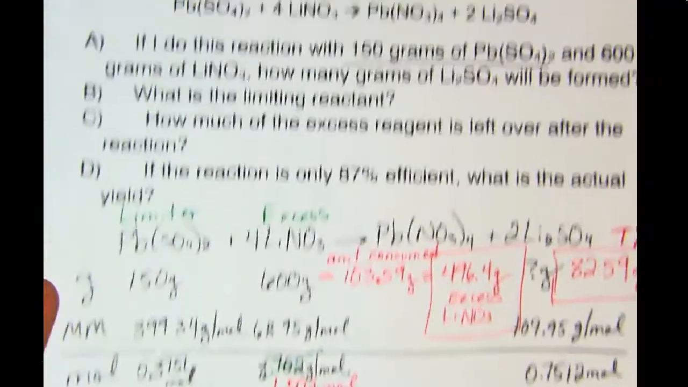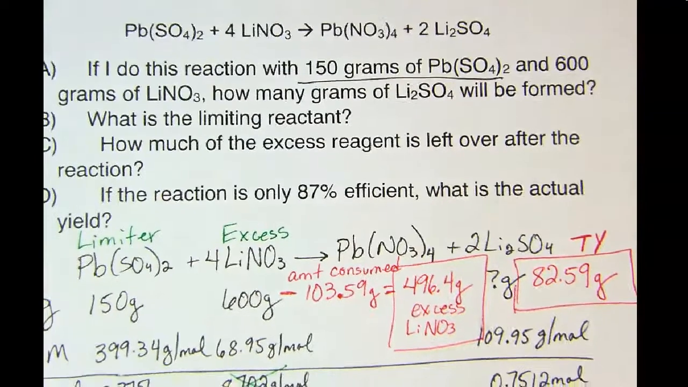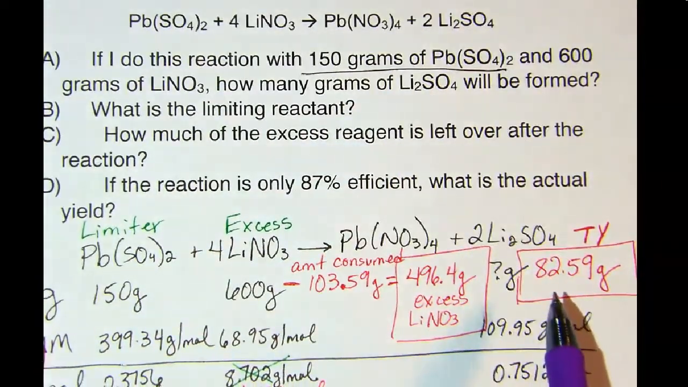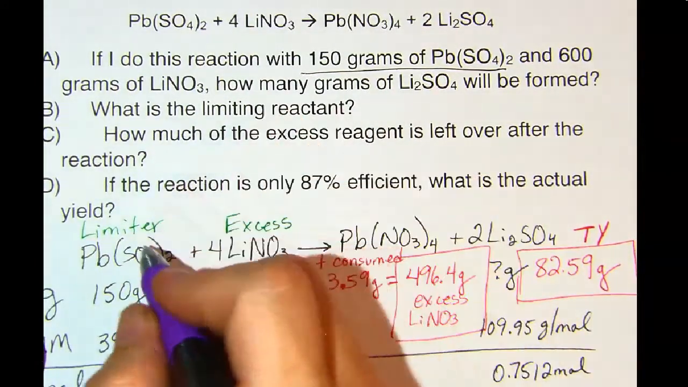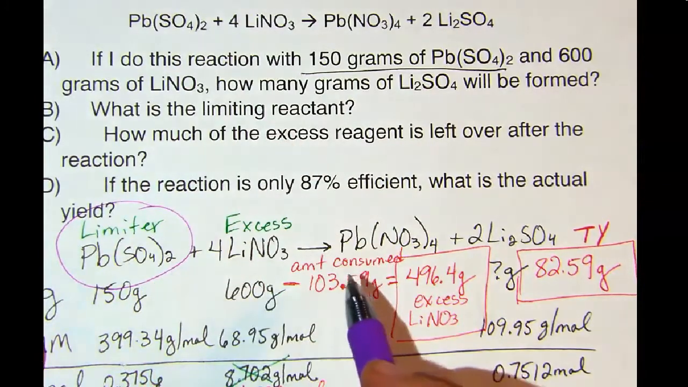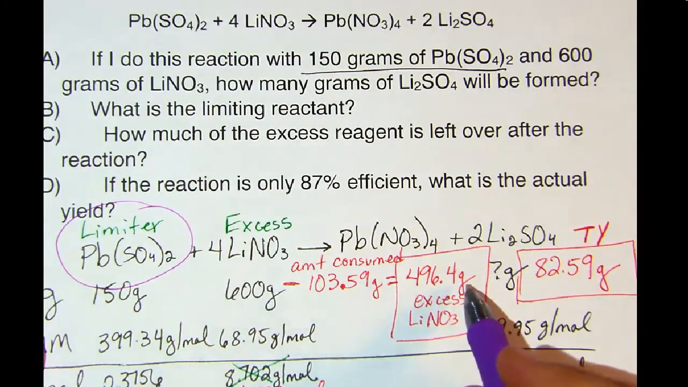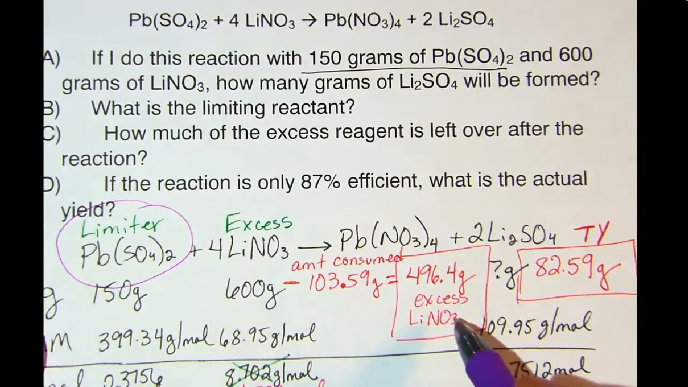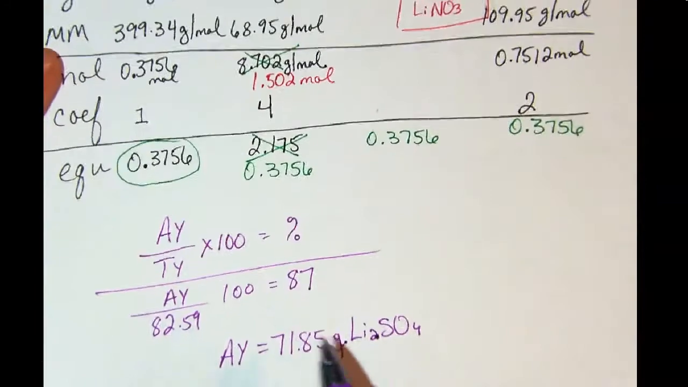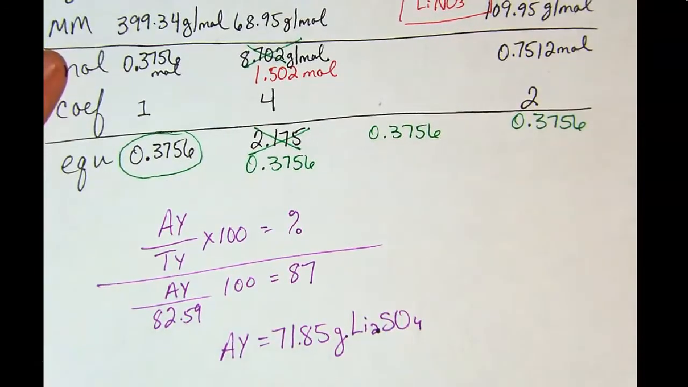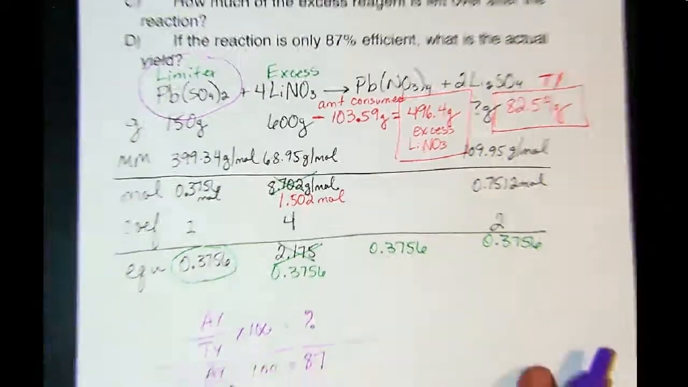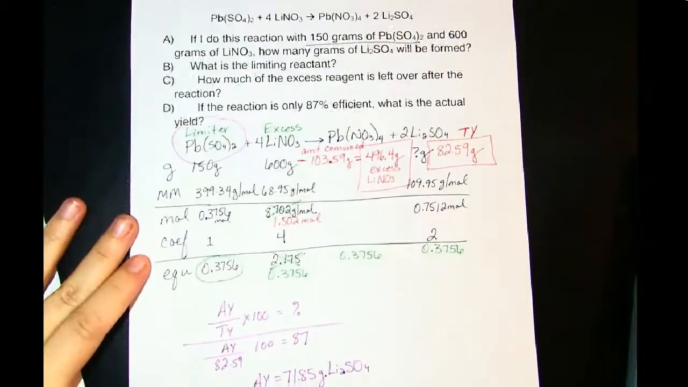So up above, we're just going to make sure we answered all of the questions. We figured out how much lithium sulfate would be formed. That's 82.59 grams. The limiting reactant was the lead sulfate. How much excess reagent was left over was this 496.4 grams of excess lithium nitrate. And if the reaction is 87% efficient, the actual yield is 71.85 grams of lithium sulfate. And this is absolutely every single possible question you could be asked about a stoichiometry problem.